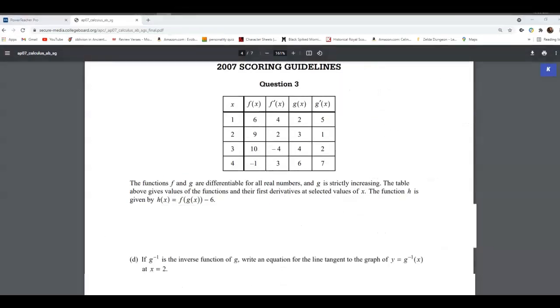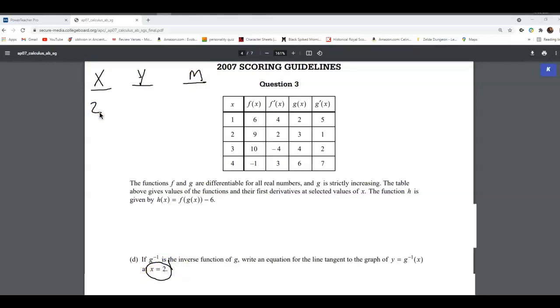All right, for part D, they're telling me g inverse is the inverse function of g. Write an equation for the line that's tangent to the graph of y equals g inverse of x at x equals 2. So if I want to find a tangent line to the graph of g inverse, then I need an x value, I need a y value, and I'm going to need a slope. Now the x value they give.